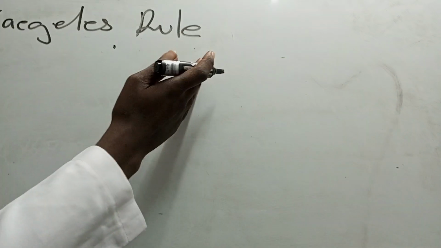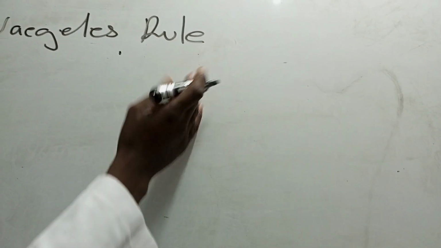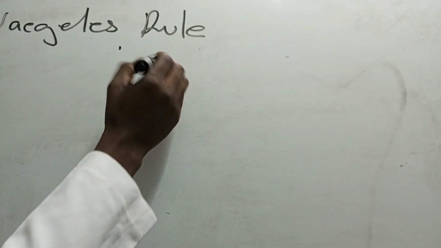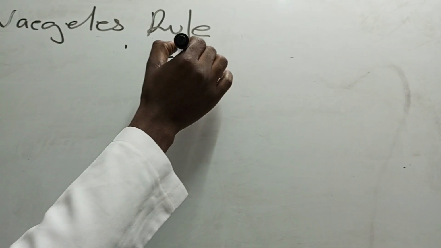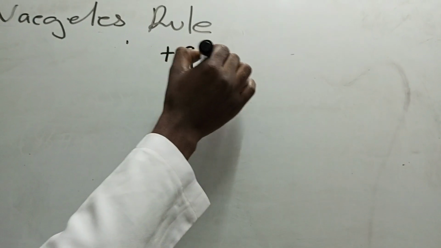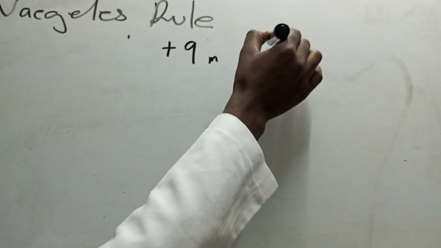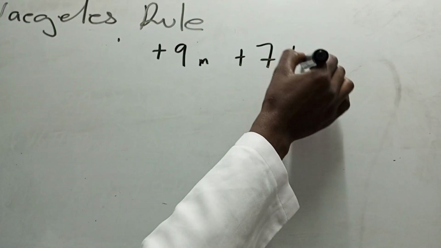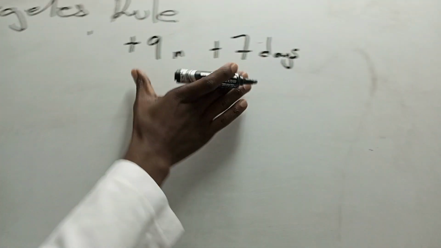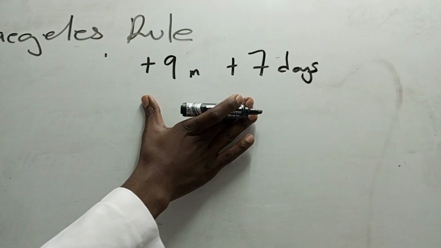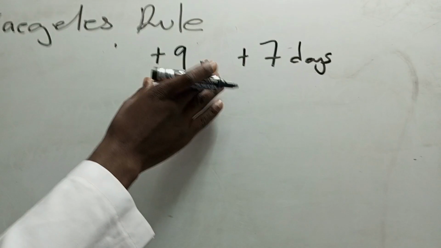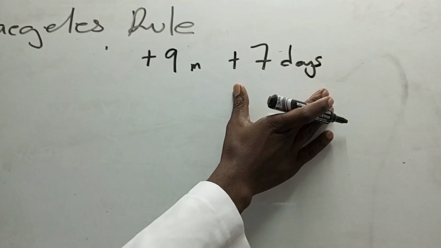Now, for the first example, we are going to follow the approach where we are adding plus 9 to months, where M stands for months, and plus 7 to days. Okay, this is the one we are going to follow first. So we are going to be adding plus 9 and plus 7 to days.